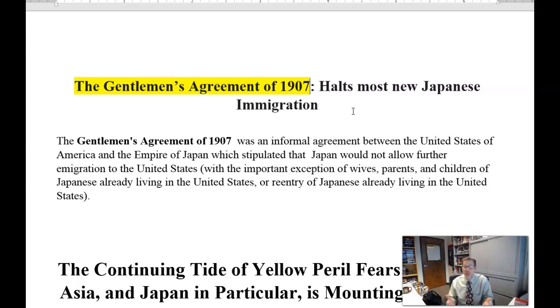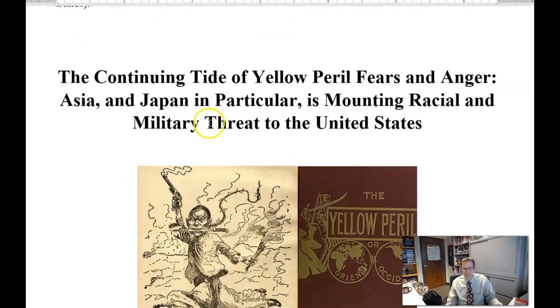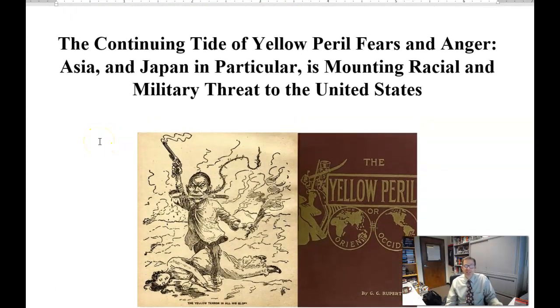But immigration to stay is largely stopped, again, with the exception of wives, parents, or children of Japanese who are living inside the United States. They are allowed to immigrate. But the idea of the yellow peril does not go away as it continues to percolate and play a major role in World War II, as we'll see in a later lecture.